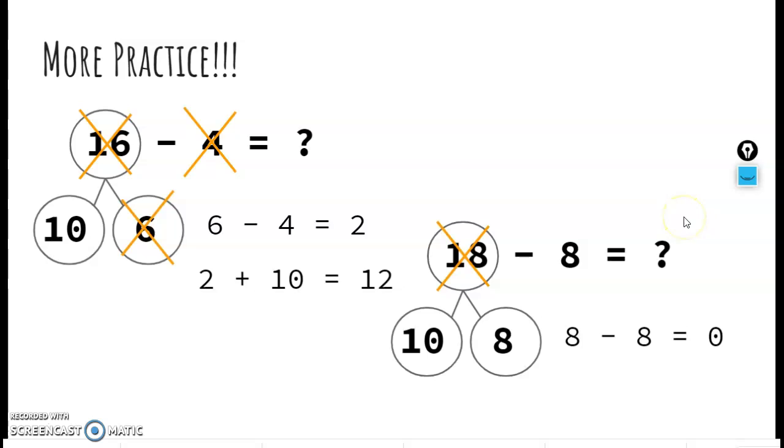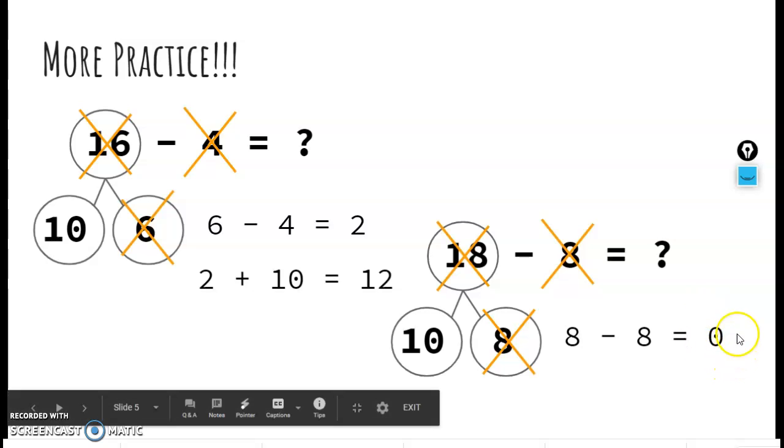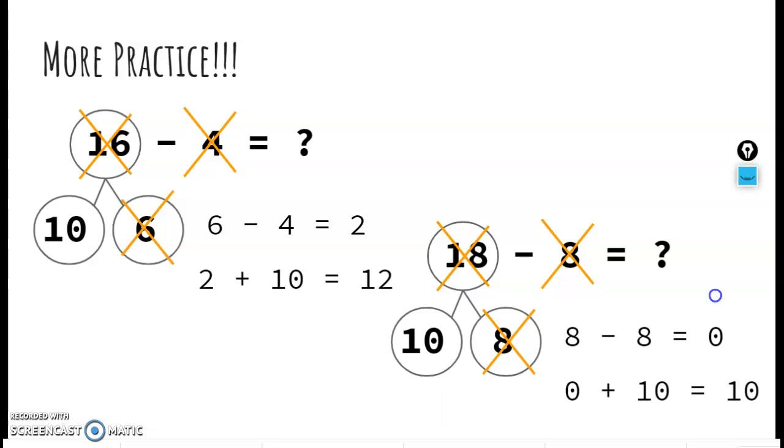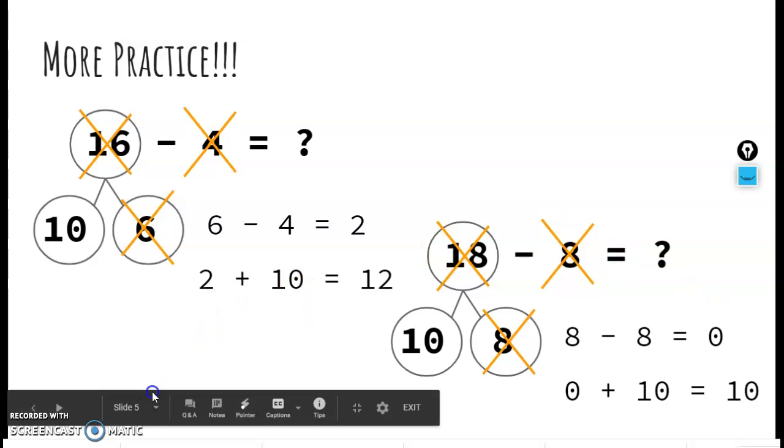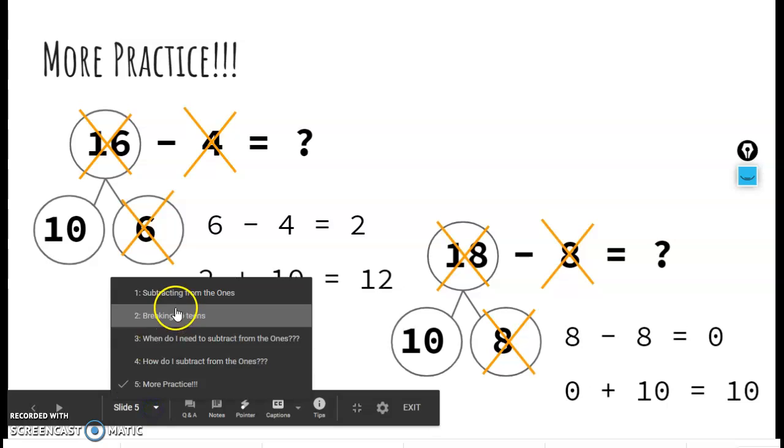And then what do I do with my 2 8s? Cross them off because I've used them. Now I have this 10 left over. What am I going to do with that 10? I'm going to add it to my answer here to the 0. So 0 plus 10 equals 10. Nice job, friends. Okay, so that was our subtraction strategy, subtracting from the 1s.